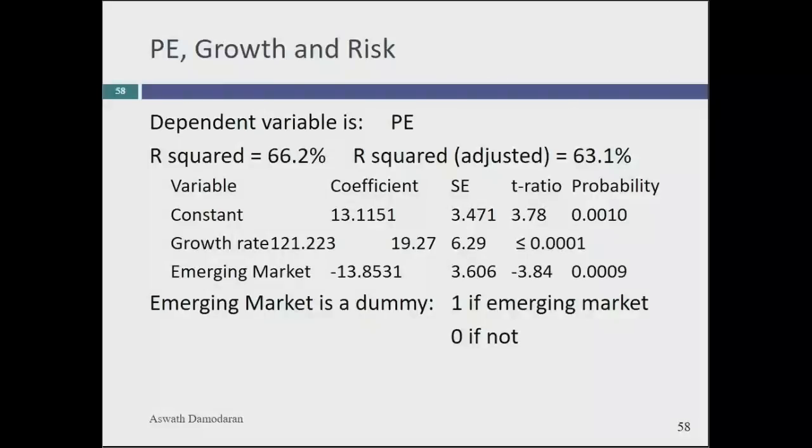So here's what I did. I said, okay, I'm sick of stories. Here's what I'm going to do. I'm going to take the P/E ratios for these companies and regress them against two variables. The first is the growth rate, because we talked about why growth matters. The second is a dummy variable. Do you remember dummy variables in statistics? You put 0 or 1. I put 0 for every developed market telecom and 1 for every emerging market telecom.